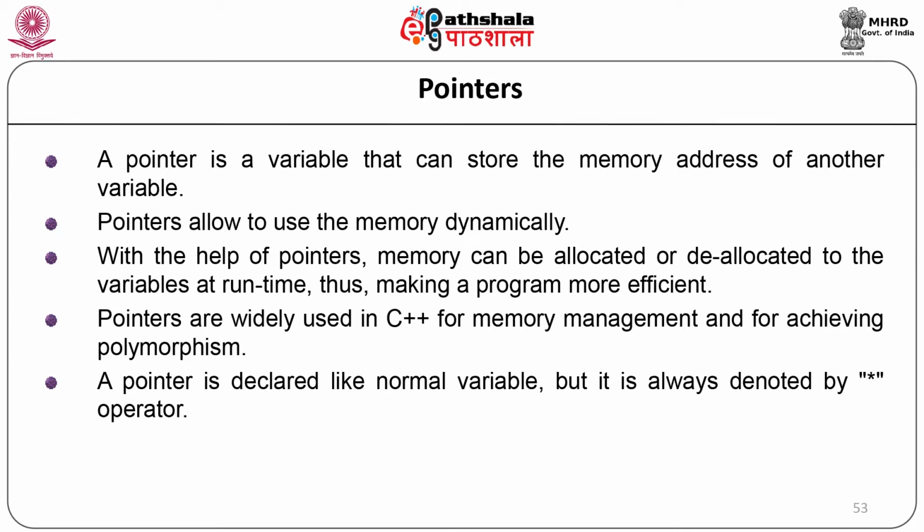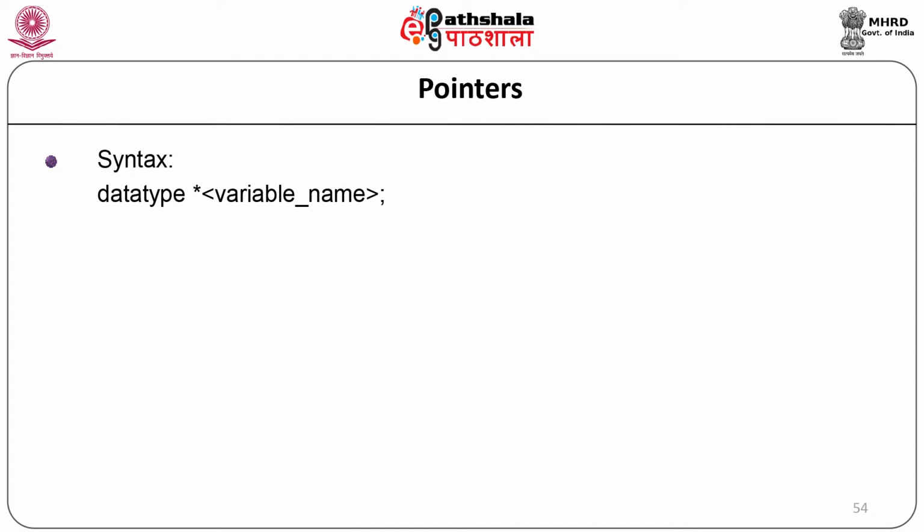A pointer is declared like a normal variable, but it is always preceded by the star operator. Syntax: data type *variable name;. Example: int *ip, float *fp.